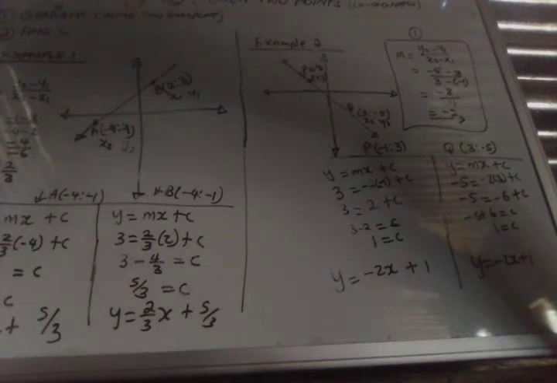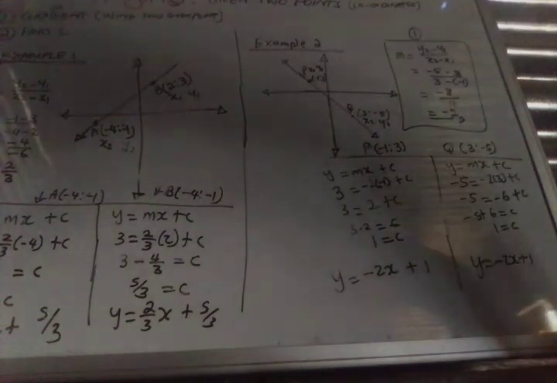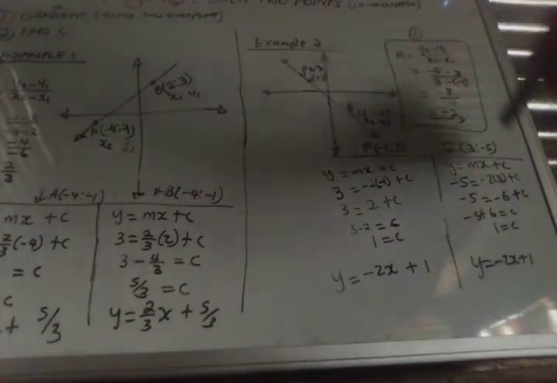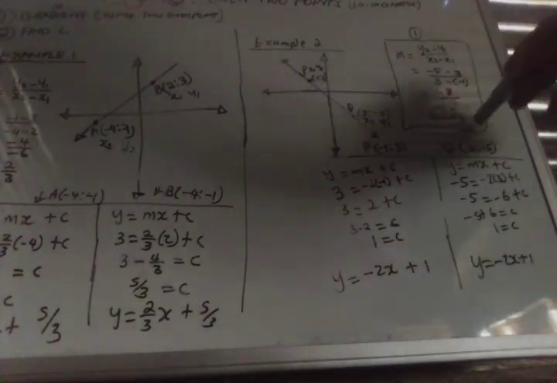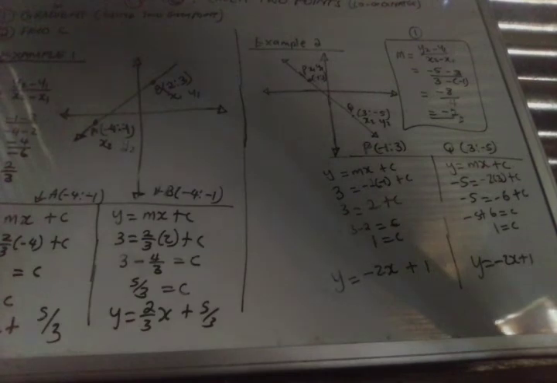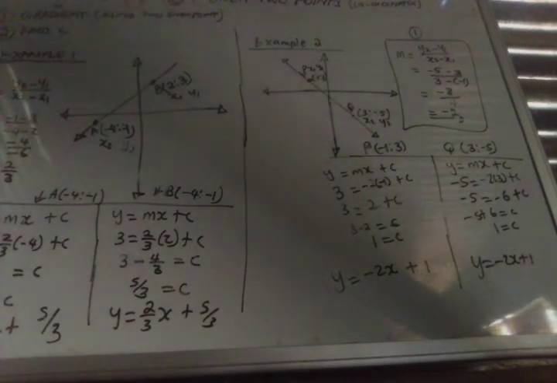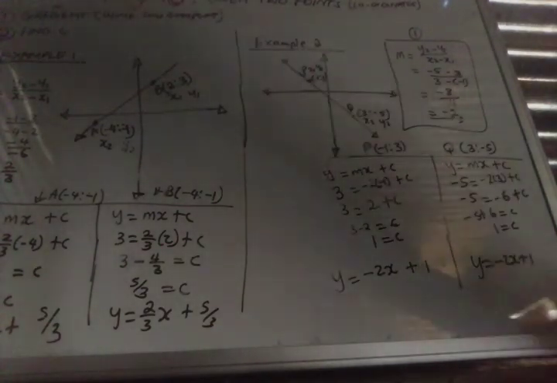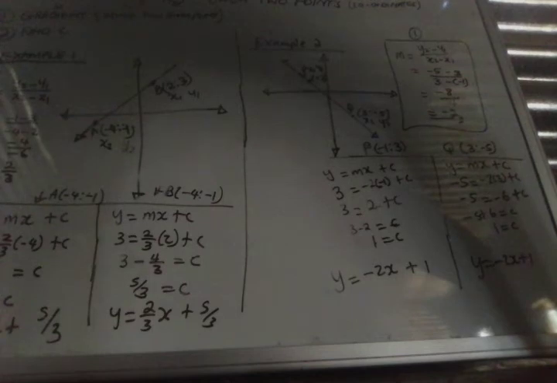From there I would use the gradient formula, which says that the gradient of a straight line is y2 minus y1 over x2 minus x1. I just substituted, and when I substituted and simplified, I ended up with m equals -2, which means that the gradient of this line is -2.